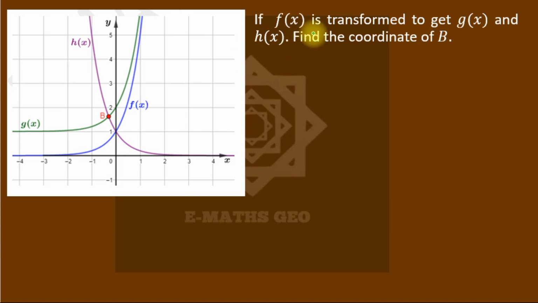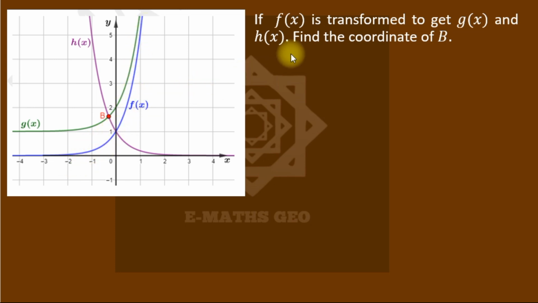So they said f(x) is transformed to get g(x) and h(x). We are asked to find the coordinate of B. The coordinate of B is just the point of intersection of g(x) and h(x). So we need to get the two functions and equate them together. But first of all, f(x) is the parent graph.